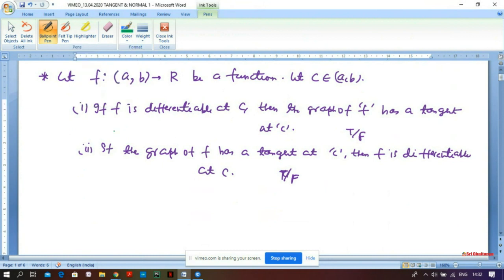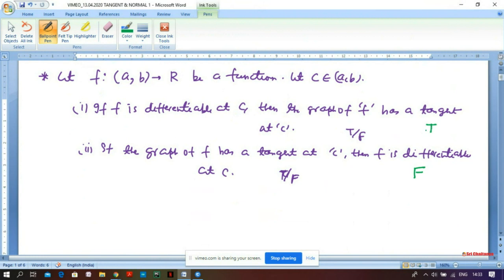Statement one, that if f is differentiable (derivable) at c, then the graph of f has a tangent at c, is true. Mind you, when I say differentiable at c, it means the derivative exists and is finite. But the second statement, that if the graph of f has a tangent at c then f is differentiable at c, is false. If something is false, I need to give a counterexample, as I have told you earlier, and if something is true, then of course I have to prove it.